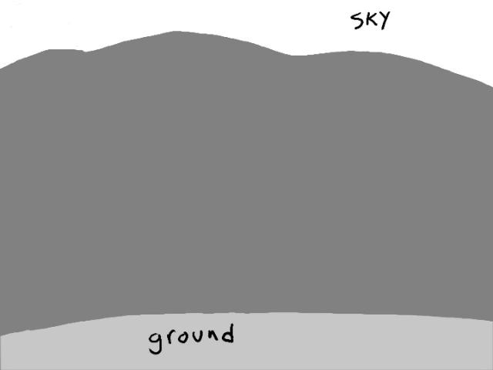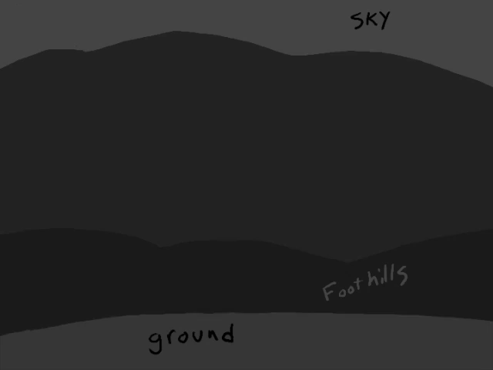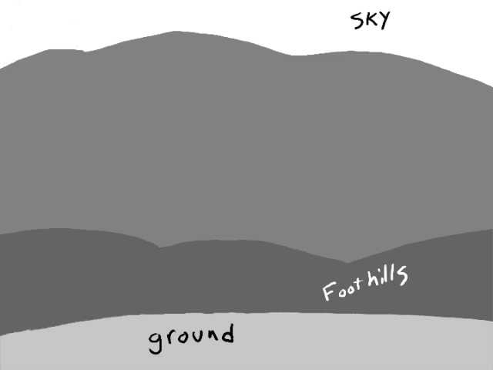The ground reflects the second brightest light in a landscape, basically because it's perpendicular to the light that's going to be hitting it, so it's going to be quite bright. The second zone is the foothills, or in some cases it's just a variation of the ground plane.